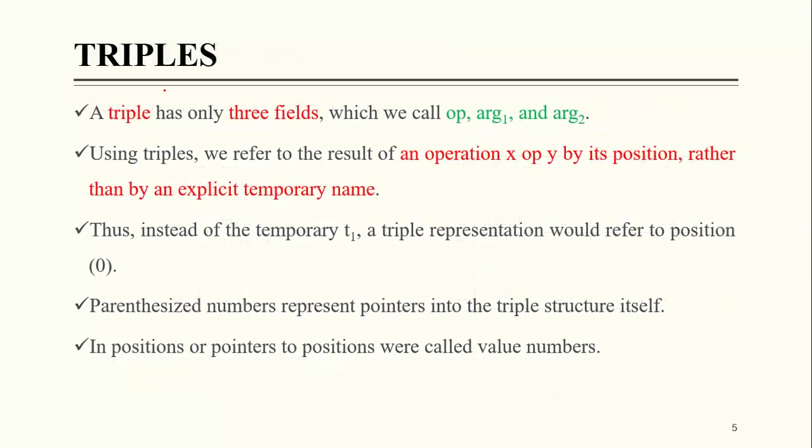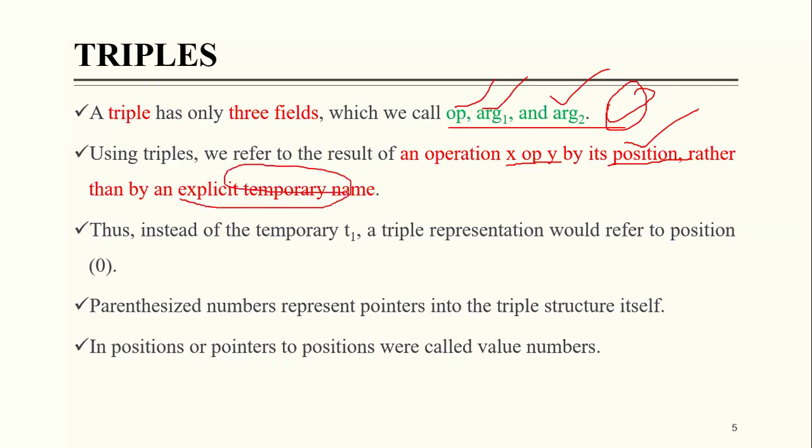And the next one is the triple form. The triple form has only 3 fields. The fields are called operator, argument 1, and argument 2. So what we have observed here is that we will not use any result field. In the triple form, we use only operator, argument 1, and argument 2. Using triples, we refer to the result of an operation, that is X operator Y, by its position, instead of a result operand. We refer to the results by position rather than by an explicit temporary name.